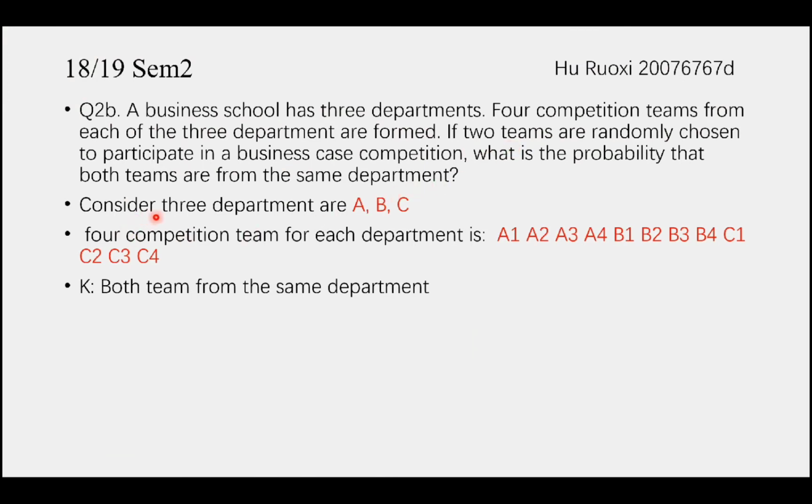We first consider that the 3 departments are A, B, and C. So it has totally 12 teams. And for each department, we can name it as A1, A2, A3, A4, B1, B2, C1, C2, just like this. And we also consider K is both teams from the same department. So we already know 2 teams are randomly chosen, and there are 12 teams in total. So we have to choose 2 that can be formed from 12 teams, and it's shown like this.